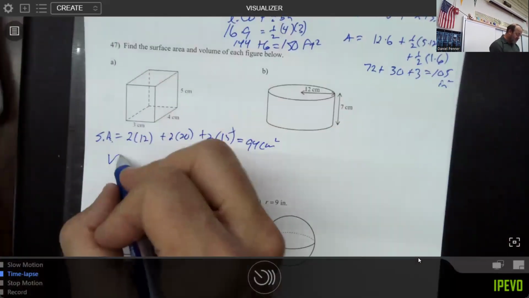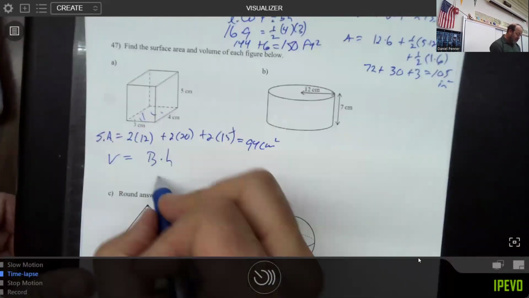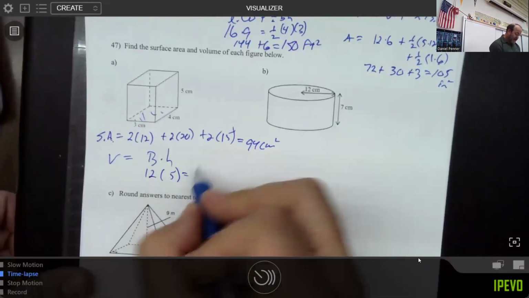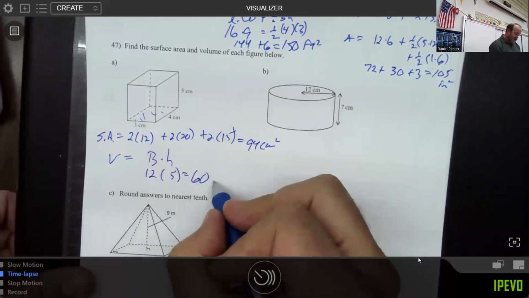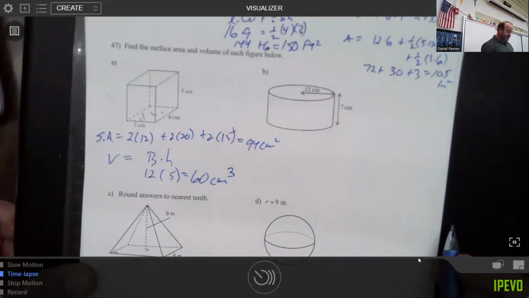And of course, the volume is the area of the base times the height, but we already discussed how the area of that base is 12, height is 5. We're talking 60 centimeters cubed. Cool. All right.